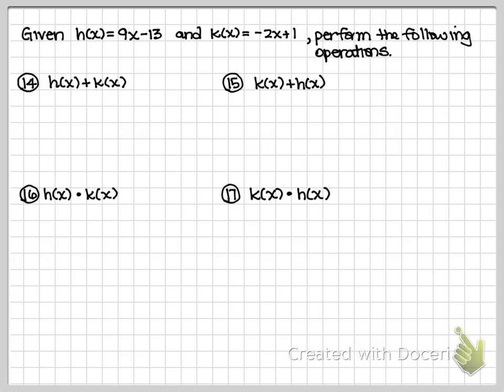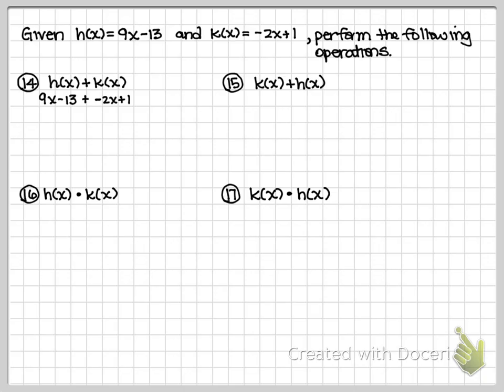So I'm going to take my h of x function, and I'm going to replace it. H of x is 9x minus 13, so I'm going to go, okay, h of x, you're out of here. 9x minus 13 in place. Plus, if this is plus, I am not going to use parentheses when I plug the k of x in. If it was subtract, I definitely would. So then I'm just going to copy k of x down, negative 2x plus 1. All right, step 1 done.